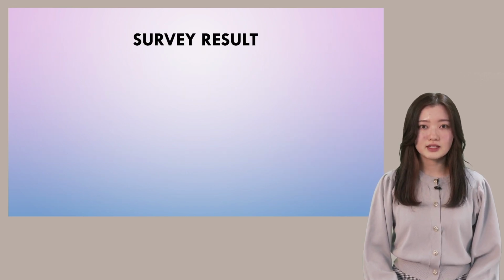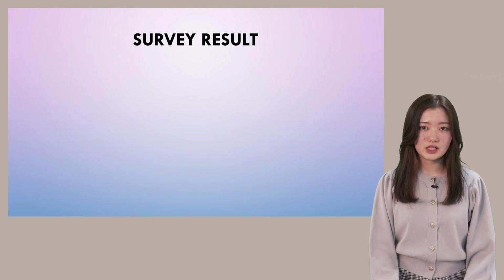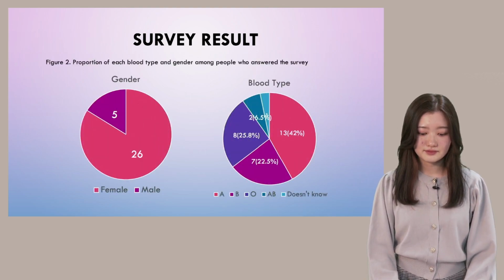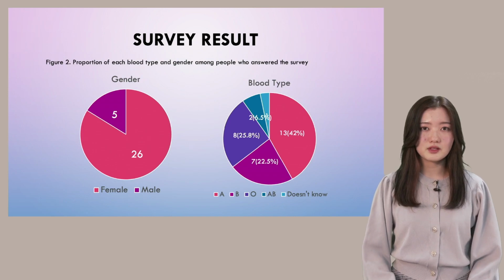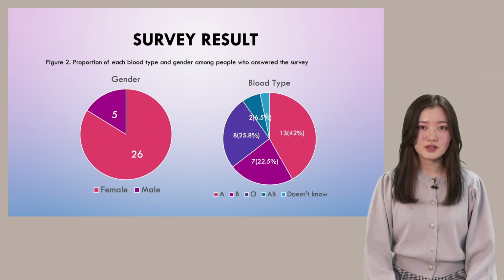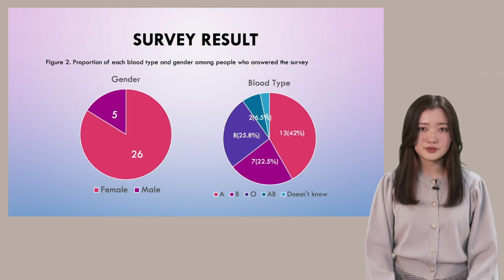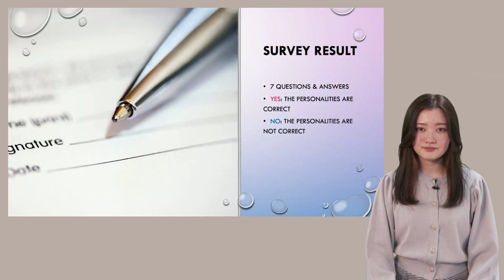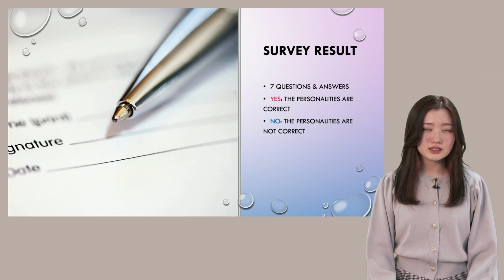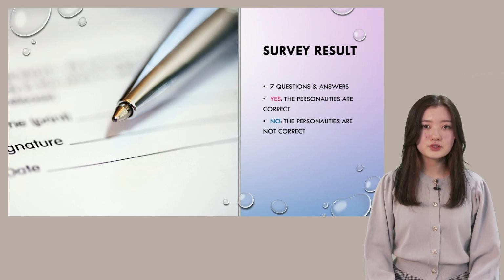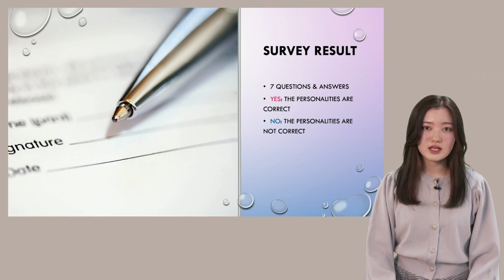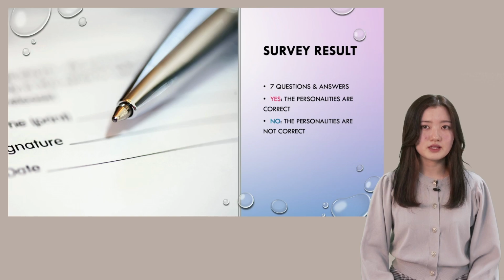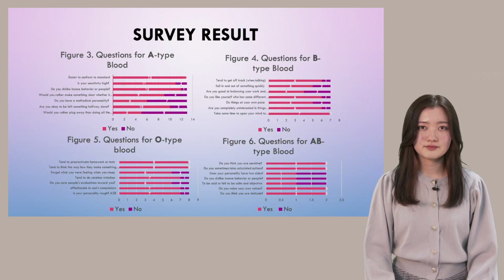At this point, I took a survey to find out whether the relationship is true or not. There were 31 people in total, and the proportion of each blood type in this survey was about the same as that of the whole Japanese population. I prepared 7 yes-no questions. An answer of yes means that the personality description is correct, and an answer of no means that it is not correct.